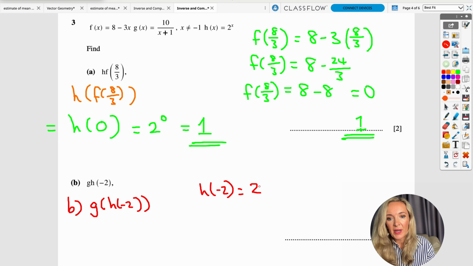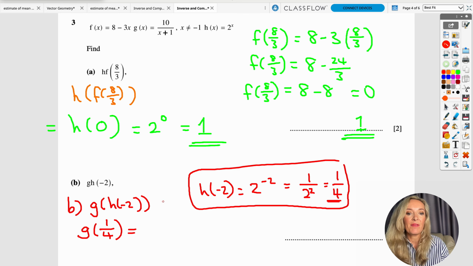All right, so now we get g of a quarter. So that means that a quarter is the value of h of minus 2, and therefore that's now going to go into the function g. G is the function 10 over x plus 1. So it's going to be, in this case, 10 over, if our x has now changed to a quarter plus 1, which is 10 over 1 quarter plus 4 quarters, which is 5 quarters.